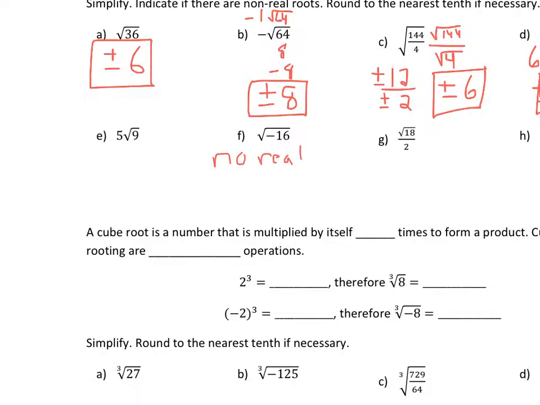You can't have a negative under the radical sign. If you were to type that into your graphing calculator, square root of negative 16, it would come up non-real roots or non-real, something to that effect. You can do the other 3 on your own.